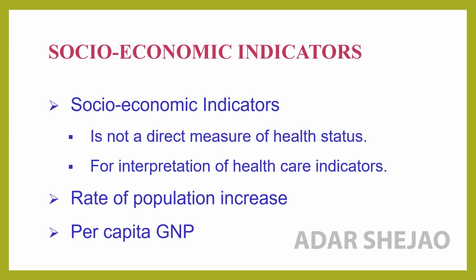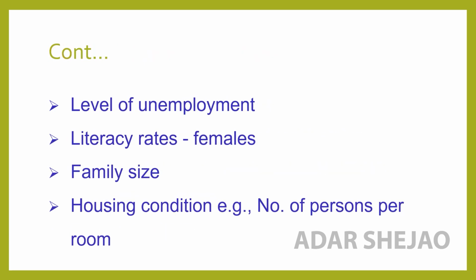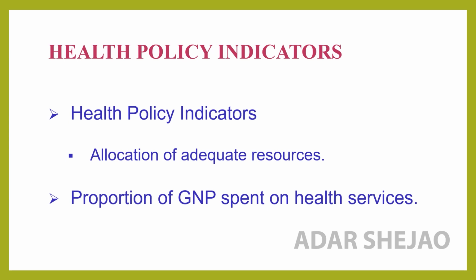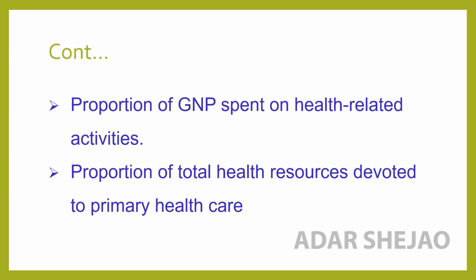Rate of population increase. Per capita GNP. Level of unemployment. Literacy rates, females. Family size. Housing condition, e.g., number of persons per room. Health policy indicators. Allocation of adequate resources. Proportion of GNP spent on health services. Proportion of GNP spent on health-related activities. Proportion of total health resources devoted to primary health care.